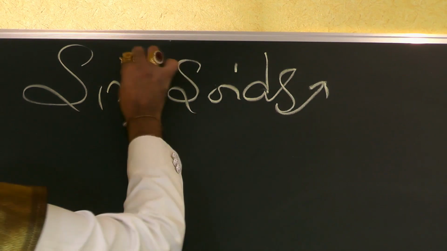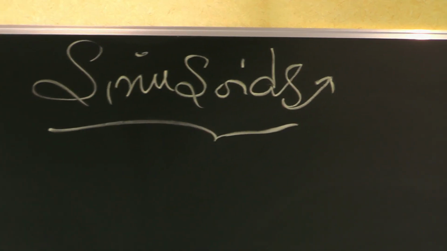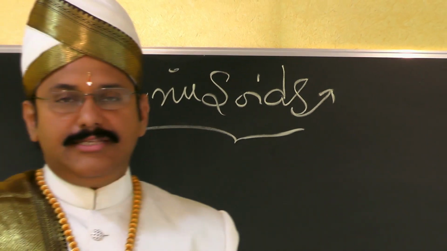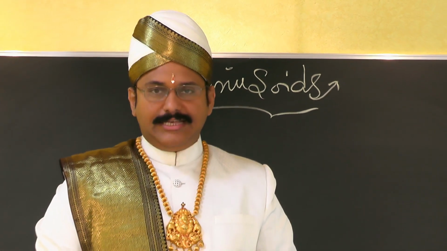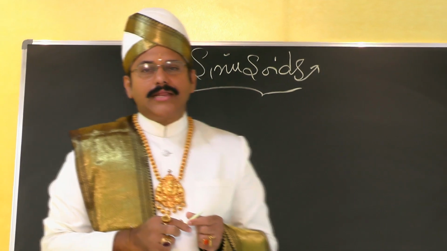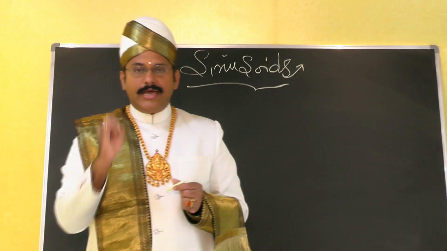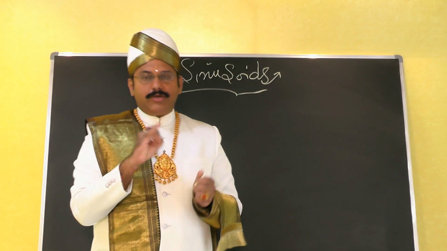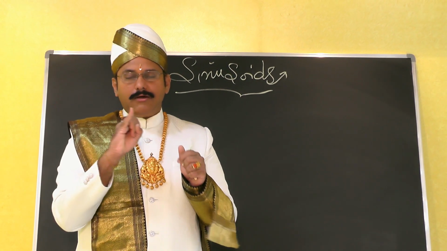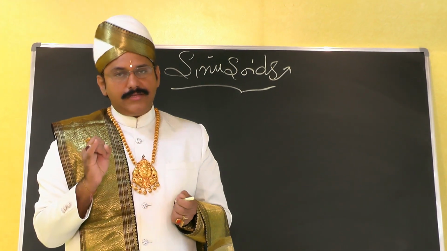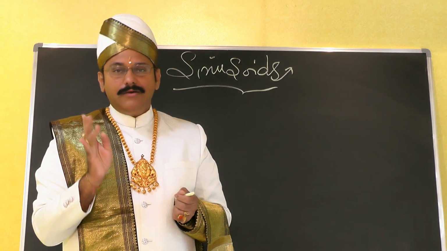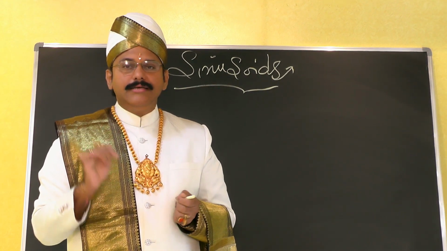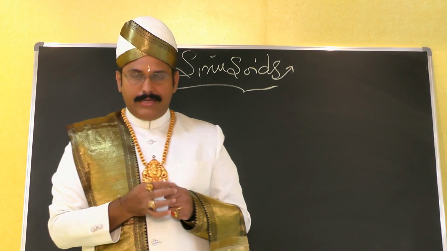What are sinusoids? These are the large irregular vascular spaces seen within the parenchyma of an organ. They are large in size. The lumen of a sinusoid is more than that of a capillary. Okay, so they are large irregular vascular spaces seen in the parenchyma of an organ.